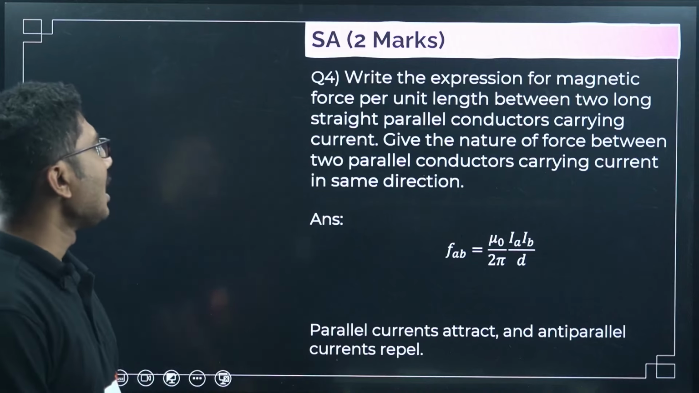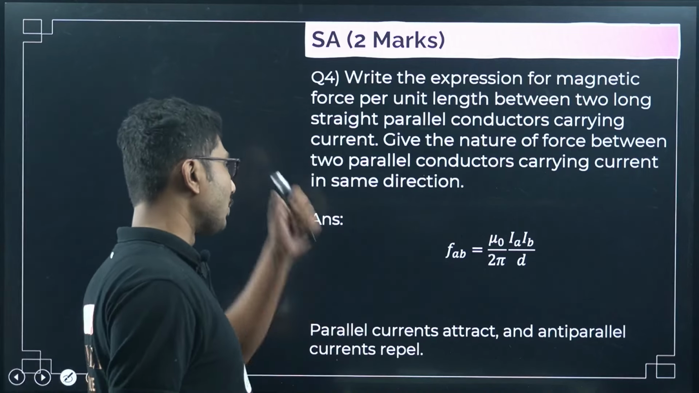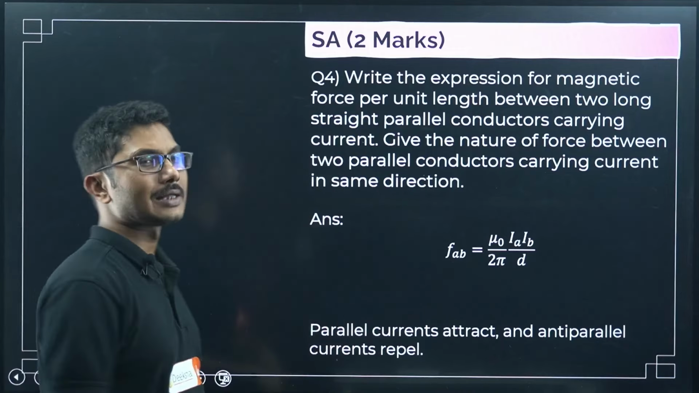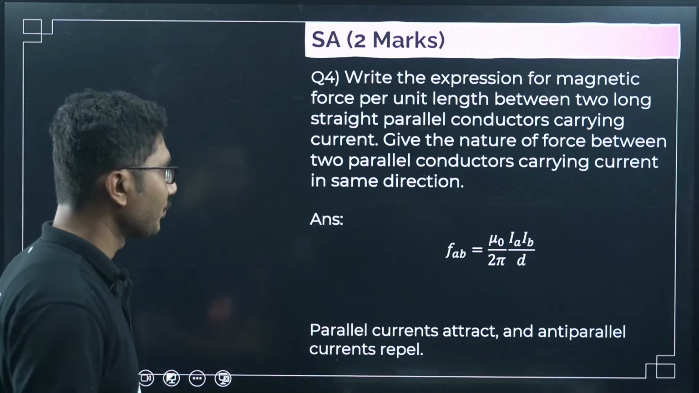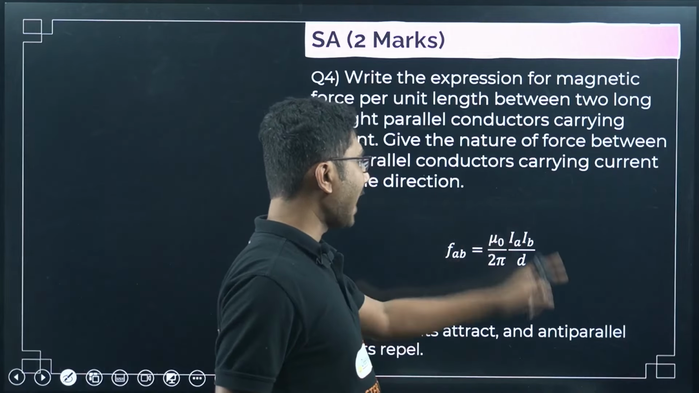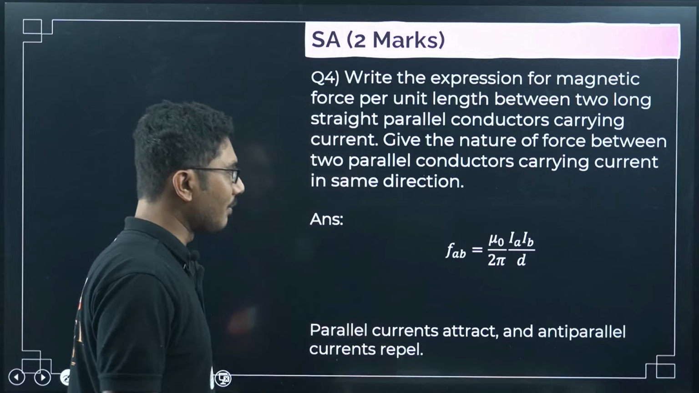Now write the expression for magnetic force per unit length between two long straight parallel conductors carrying current. Give the nature of the force between two parallel conductors carrying current in the same direction. Okay, they may ask you another opposite direction. Now here the expression is given by mu naught Ia Ib by 2 pi d.